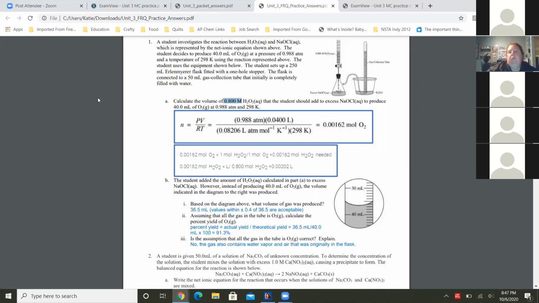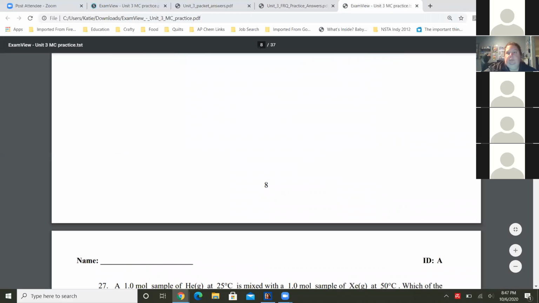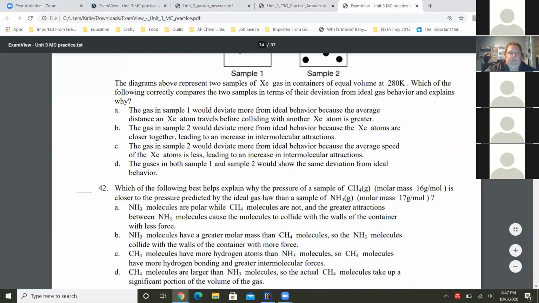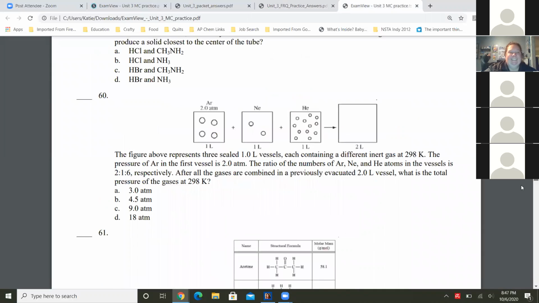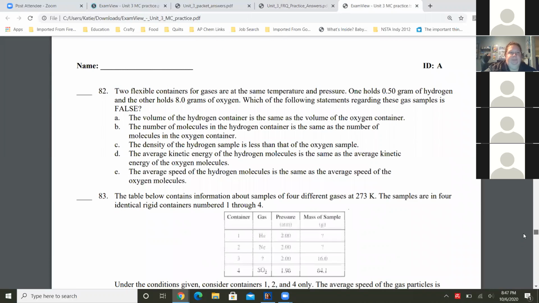Any other questions? Back to the multiple choice or questions in general, free response, anything. I had a question about number 84 in the multiple choice. Okay. How do you find that? Some of the question is like, how does this even work?